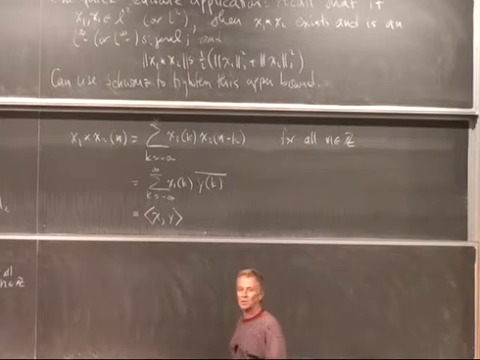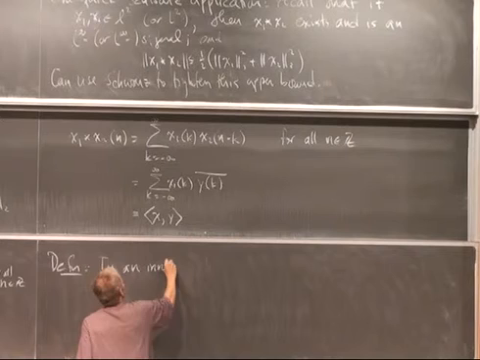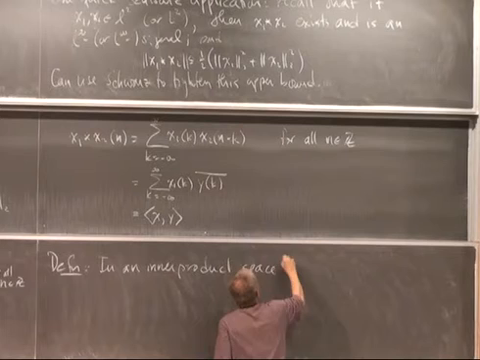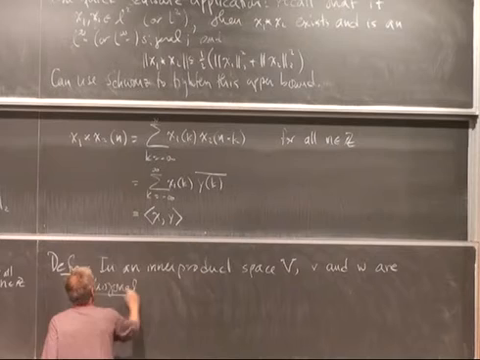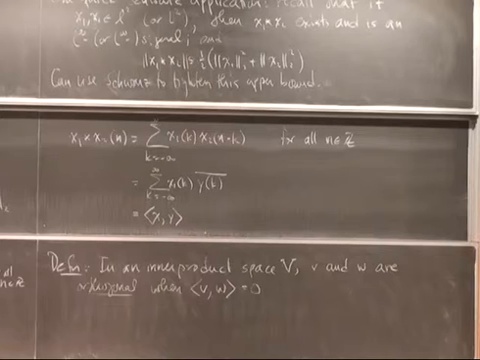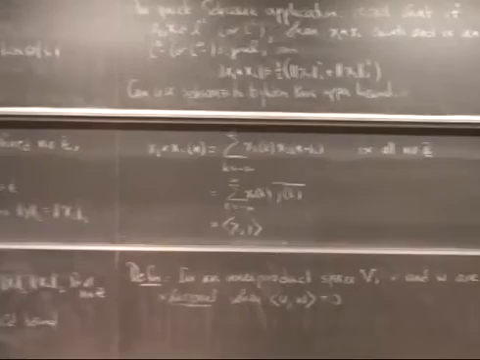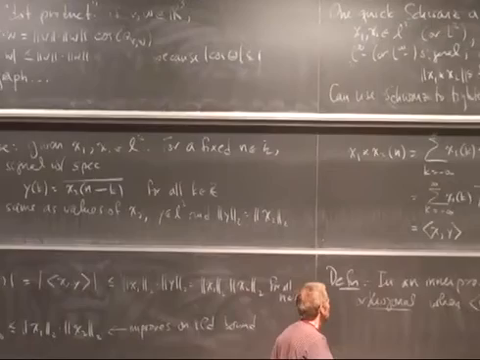Okay, so here's a definition. In an inner product space V, V and W are said to be orthogonal when the inner product of V with W is 0. And again, you can relate that back to the dot product on R3. When is the dot product of two vectors 0? It's 0 when they're perpendicular, when the cosine of the angle between them is 0. That's what it means to be orthogonal. And so this is like being perpendicular.